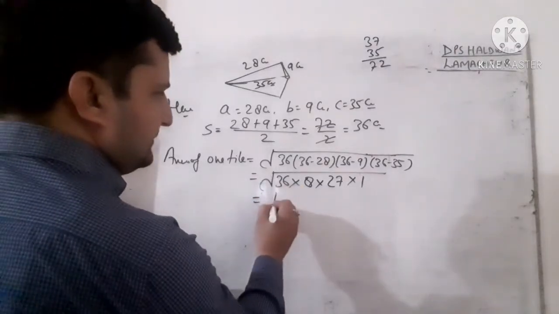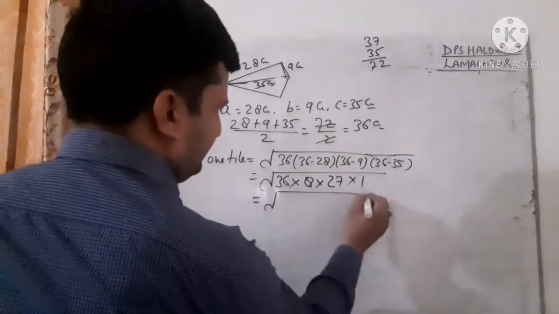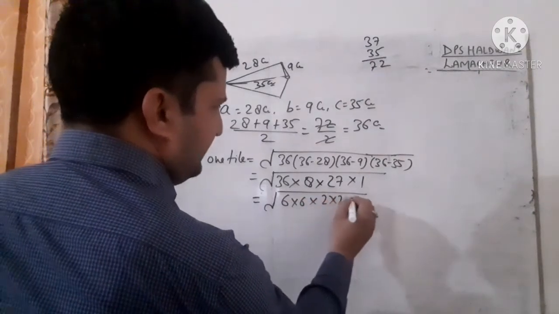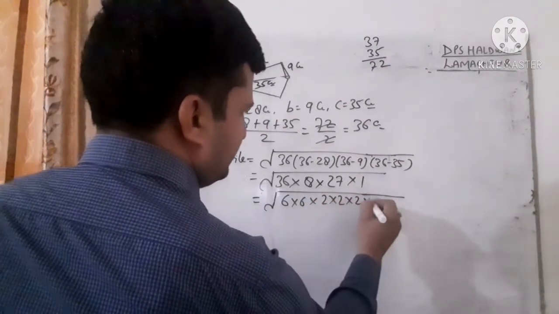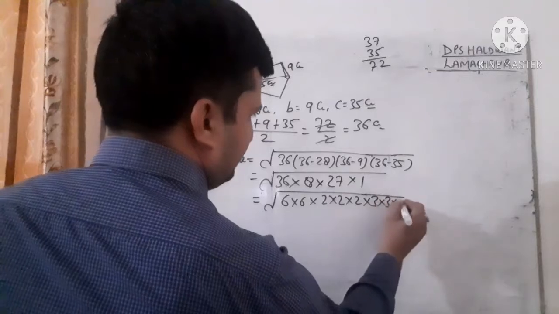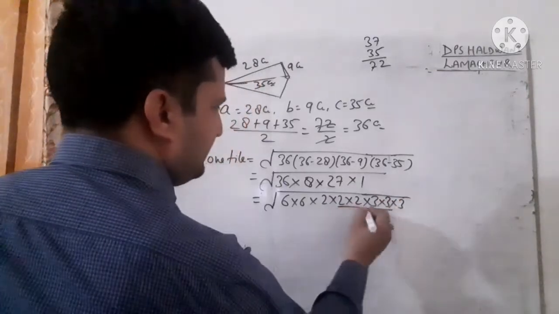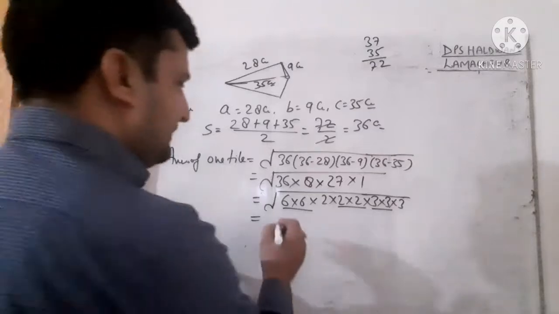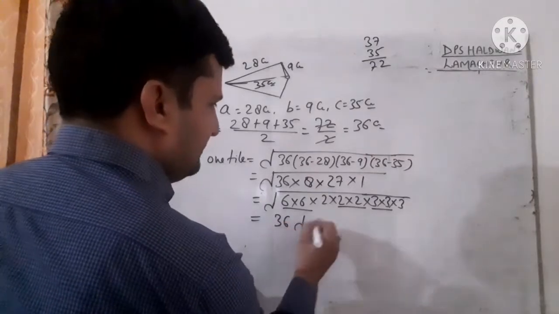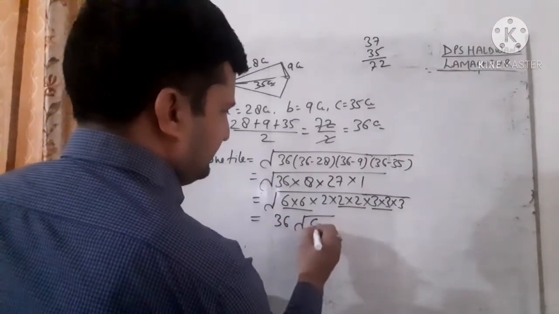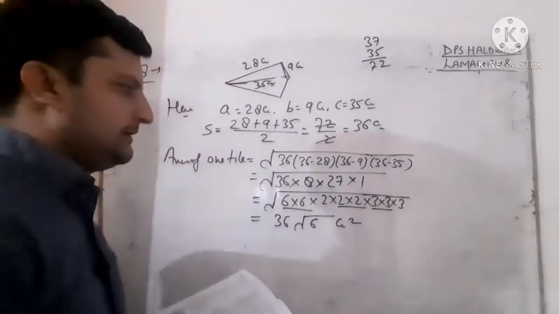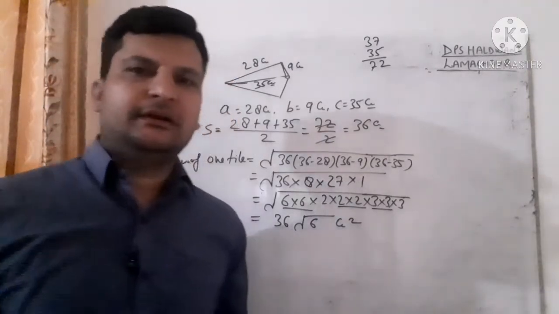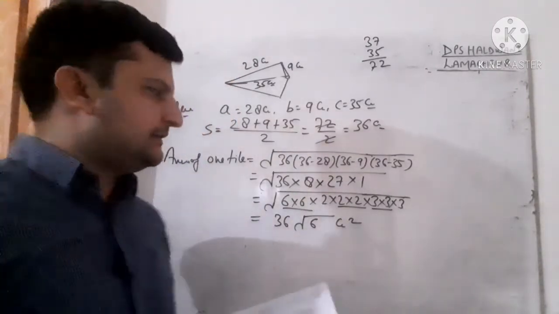So 36 means we can write it 6 into 6. 8 means 2 2 ja 4, 2 ja 8. And 27 means 3 3 ja 9, 3 ja 27. So make pairs, student. It is coming 6 2 ja 12, 12 3 ja 36 root 6 centimeter square. It is coming, student, 36 root 6 centimeter square.